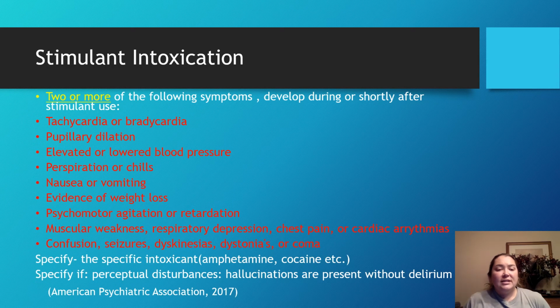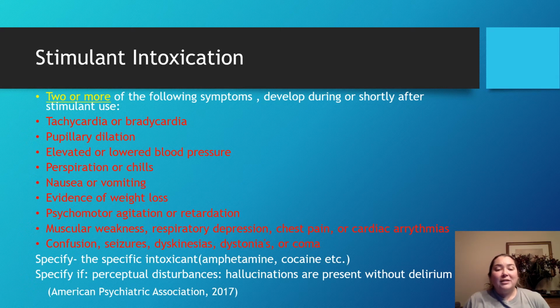So according to the DSM-5, stimulant intoxication includes 2 or more of the following symptoms that develop during or shortly after stimulant use. This includes tachycardia or bradycardia, pupillary dilation, elevated or lower blood pressure, perspiration or chills, nausea or vomiting, evidence of weight loss, psychomotor agitation or retardation, muscular weakness, respiratory depression, chest pain or cardiac arrhythmias, confusion, seizures, dyskinesias, dystonias, or even a coma.